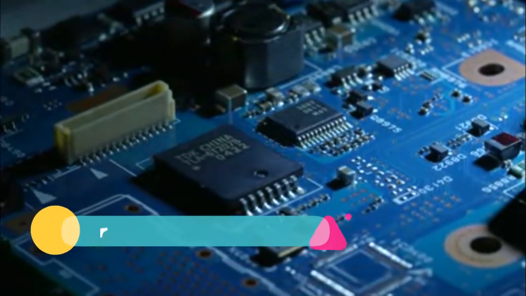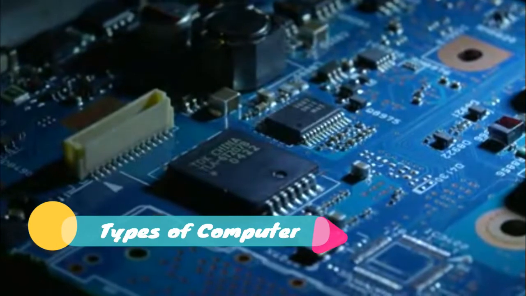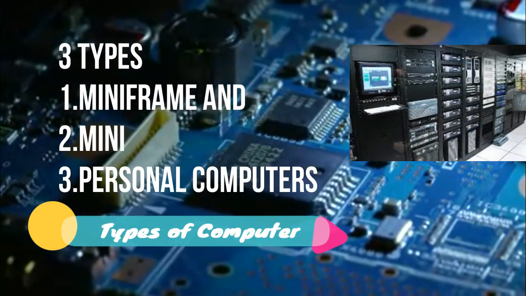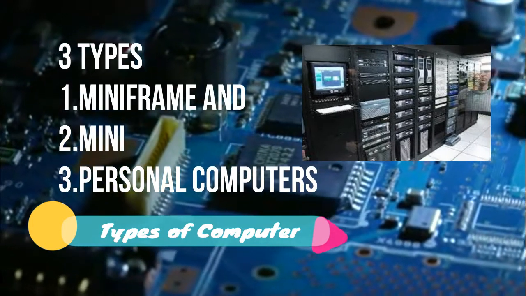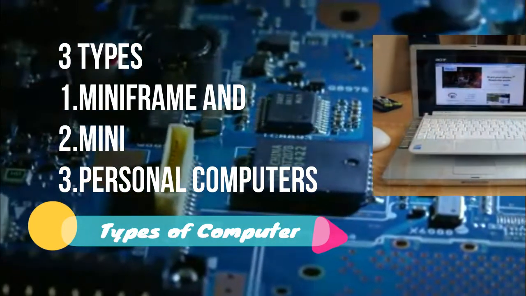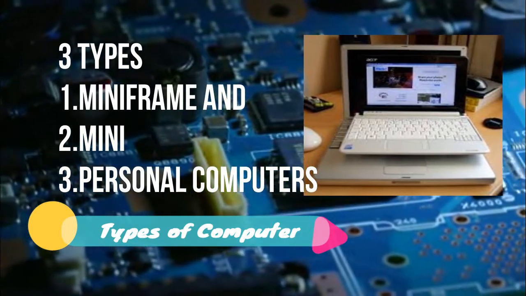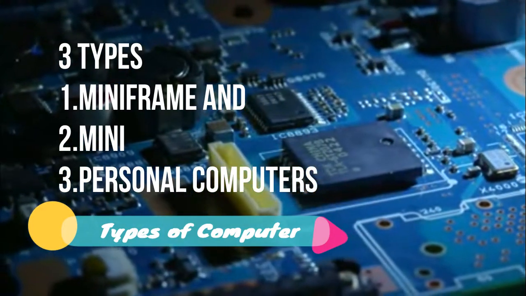Now let's know about types of computer. There are three types of computer. Mainframe computers, which are large and can be shared by hundreds of users. Second is mini computer. In this type of computer, data can be shared by 4 to 200 users.